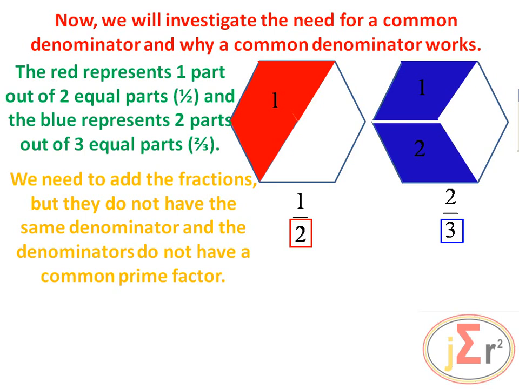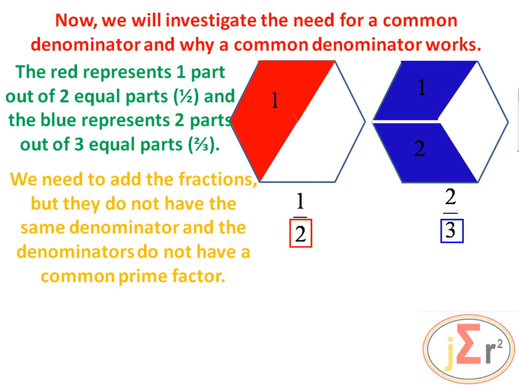And the denominators do not have a common prime factor. And when the denominators do not have a common prime factor, what does that mean? You have to find a denominator for both sides. Right. We will find a common denominator.